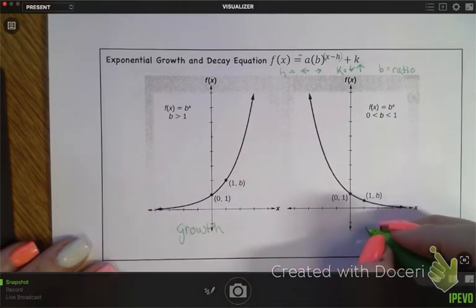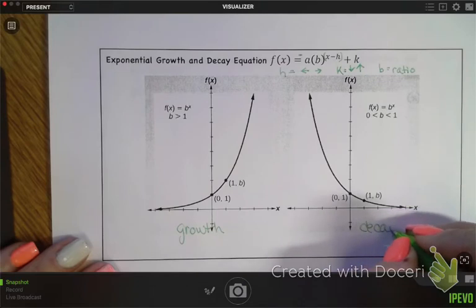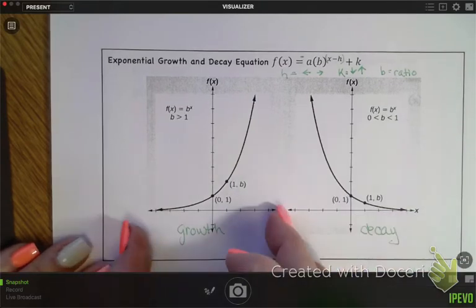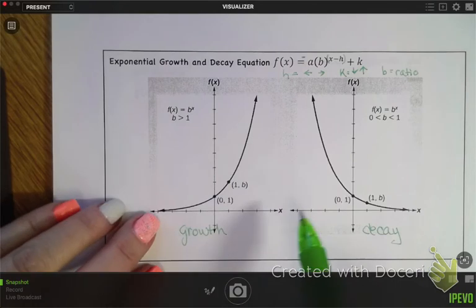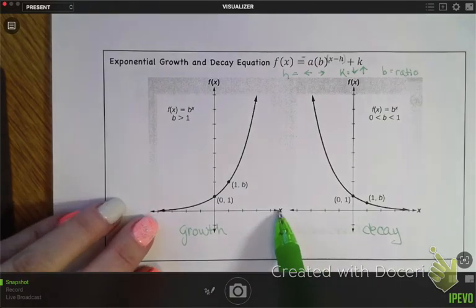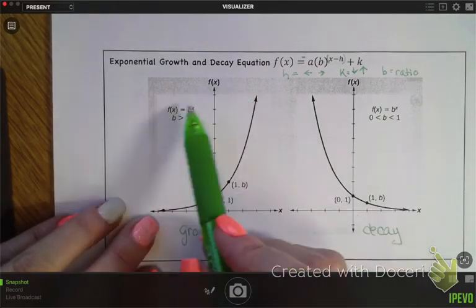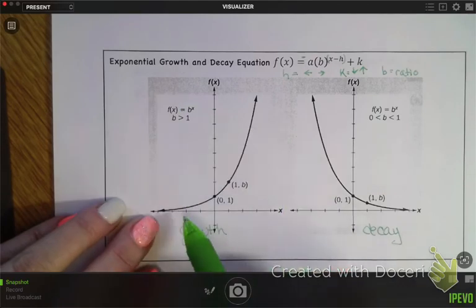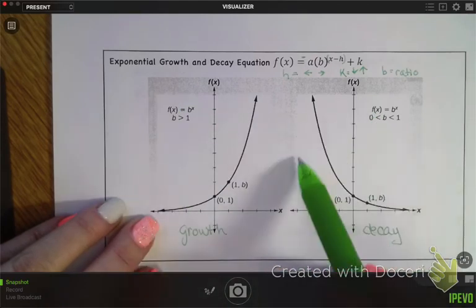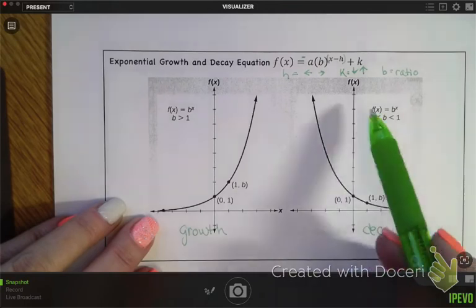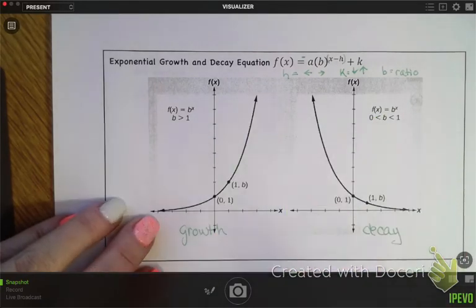And this is decay. And really, I have it backwards. The left is really only your parent function. This is just a reaction to what we do to the base, but I wanted to show it to you.